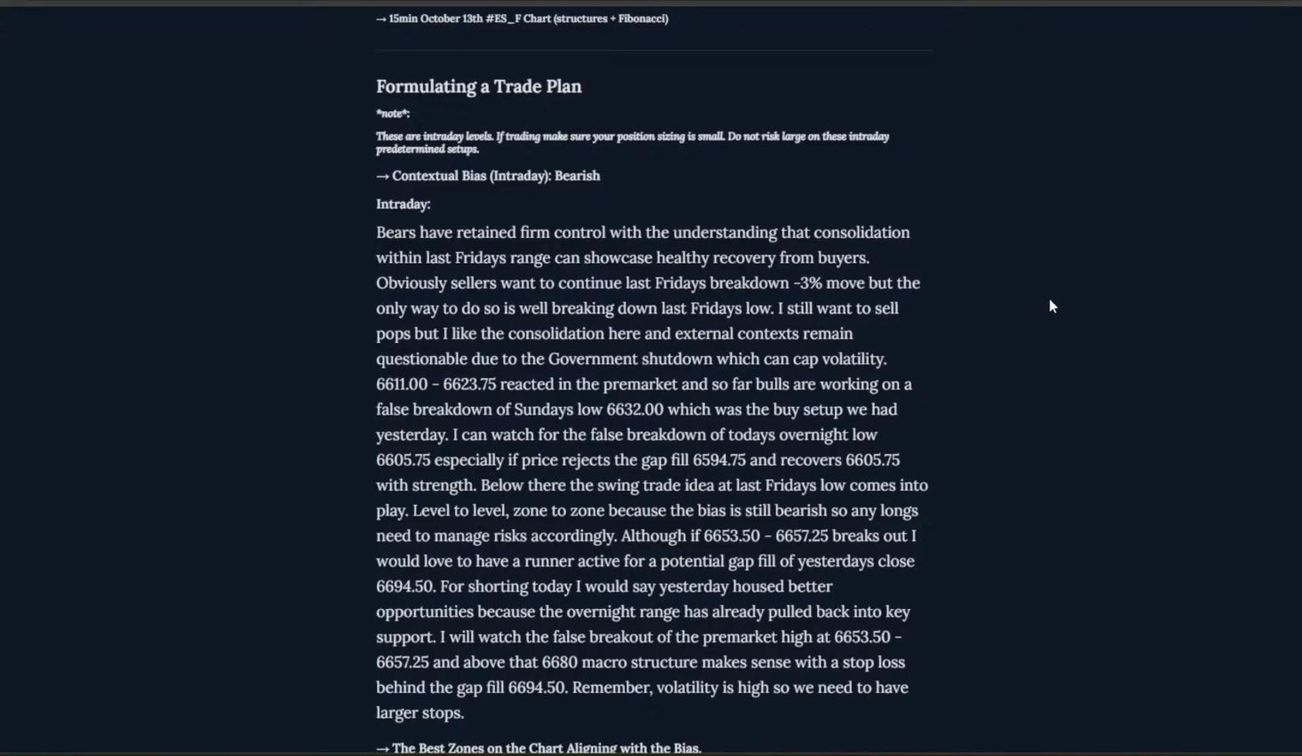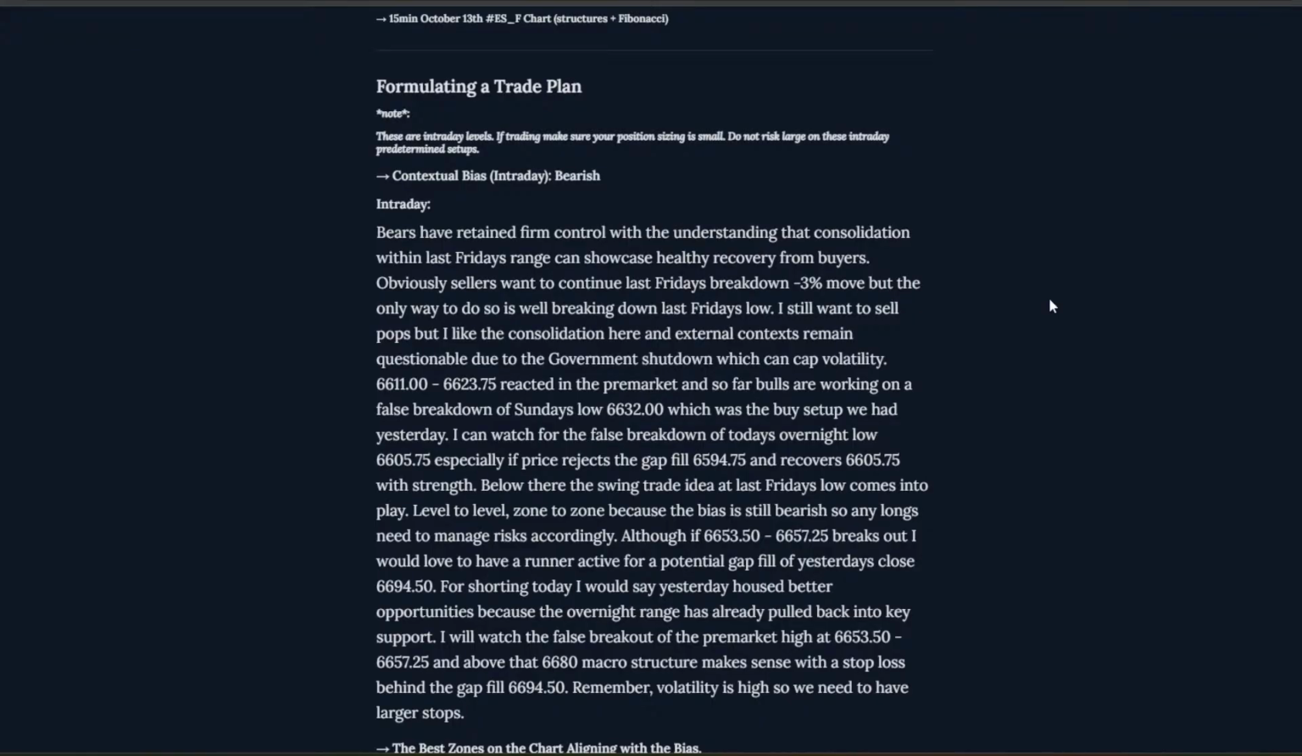In the pre-market live stream for the Discord members, we talked about how, regardless of whether the bias is bearish, we should not be scared if there is a good opportunity to long. And there definitely was a fantastic opportunity to long today.